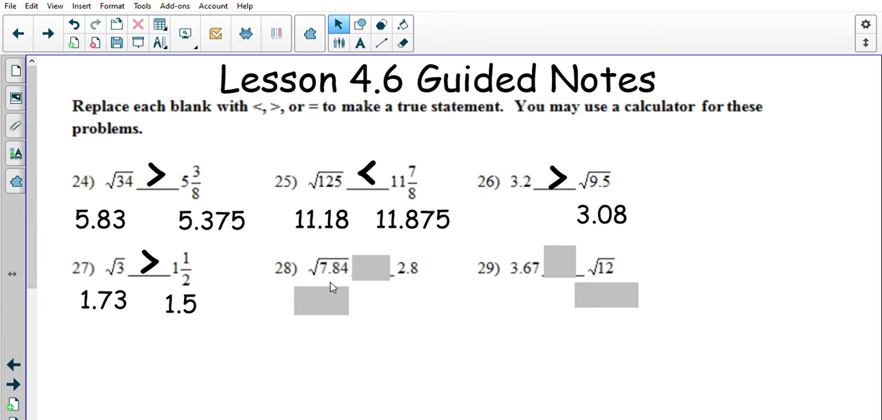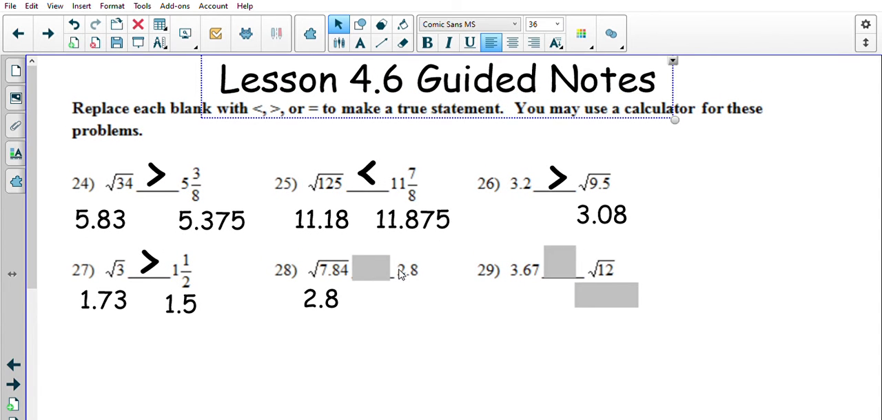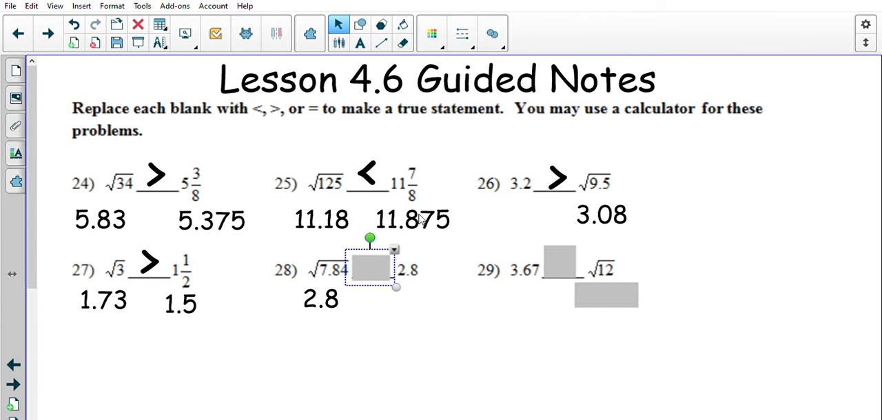Number 28, I calculated the square root of 7.84 to be exactly 2.8. Comparing that to 2.8 here on the right-hand side means that those two are equal to each other. I kind of forgot I had typed these in a couple of days ago. So the square root of 7.84 is exactly 2.8, so those two are equal. Now, if this was 2.8165, it would not be equal. So we would just want to be very careful there.